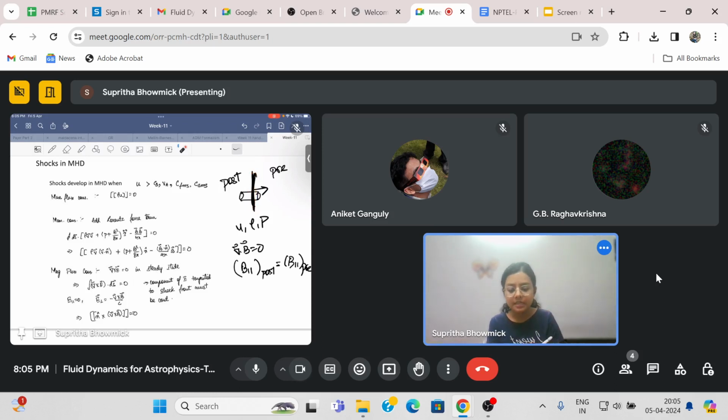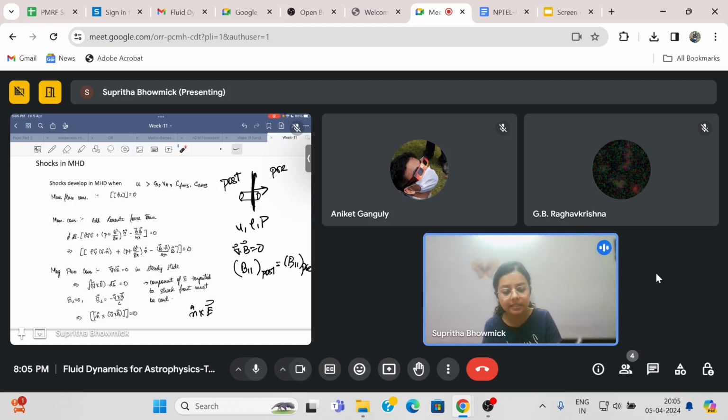I hope this is clear. This parallel and perpendicular refer to the direction of E with respect to the fluid velocity, which is this. So E, which is perpendicular to this, is actually E, which is tangential to the shock surface. What this equation tells you is that the tangential component of E is actually continuous across the shock front. And how do you get the tangential component? You cross it with n cap.